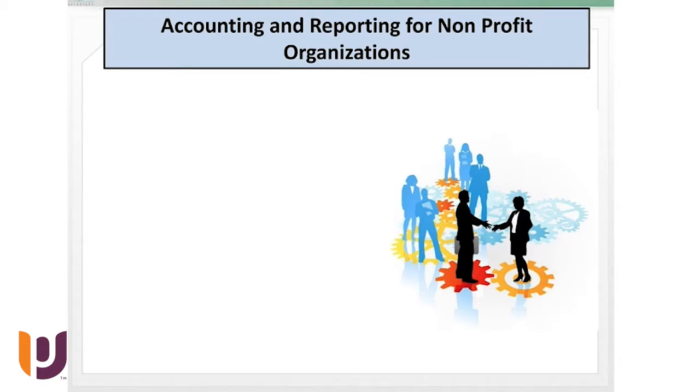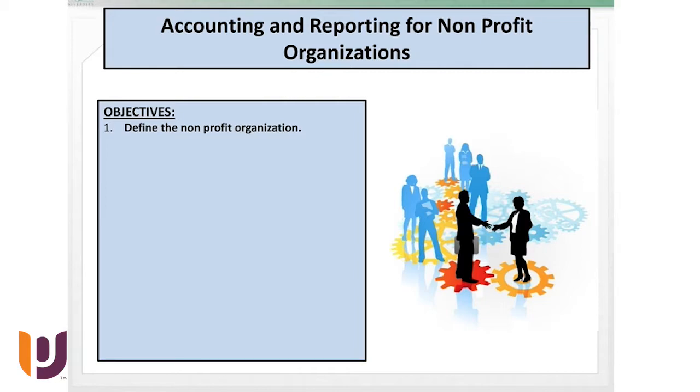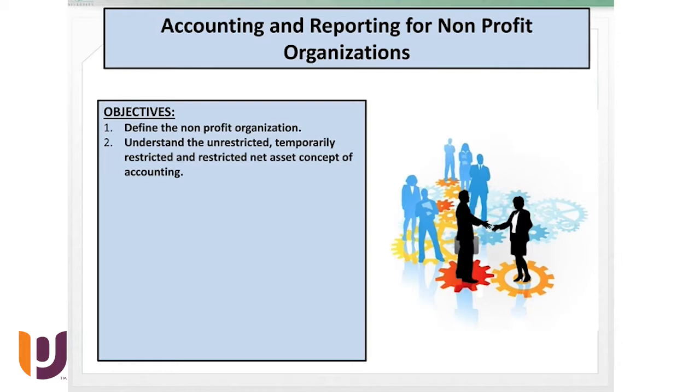In this unit, we cover the accounting and reporting for nonprofit organizations. The objectives are: 1. Define the nonprofit organization. 2. Understand the unrestricted, temporarily restricted, and restricted net asset concept of accounting. 3. Understand revenue accounting peculiar to nonprofit organizations.